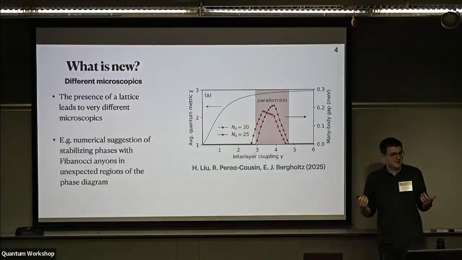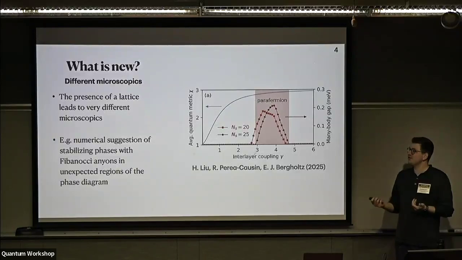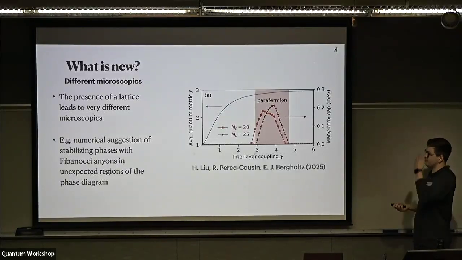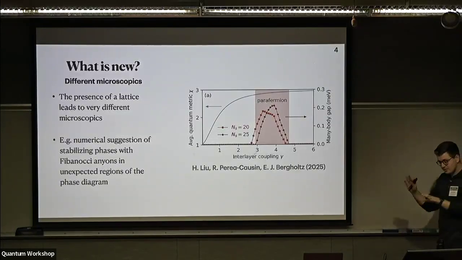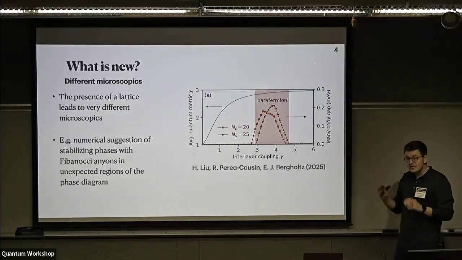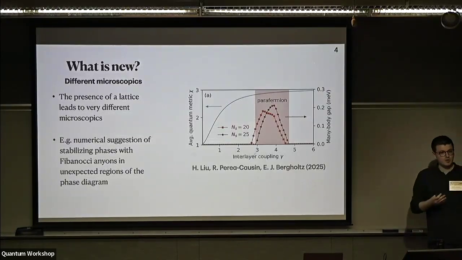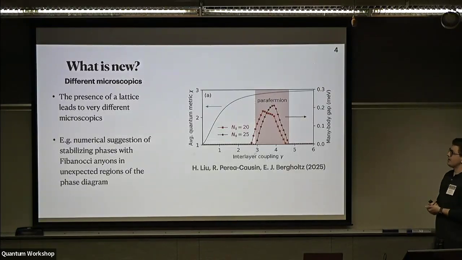But I confess that I'm a theorist, so I'm interested in the different microscopics, the fact that these might realize new states of matter. So we see that there's already different microscopics between the different realizations of fractional quantum anomalous Hall. But what about a difference with the continuum case? In principle, of course, the presence of a lattice could lead to very different microscopics. And because this is so new, I want to point out at least one example numerically where this may have been seen.